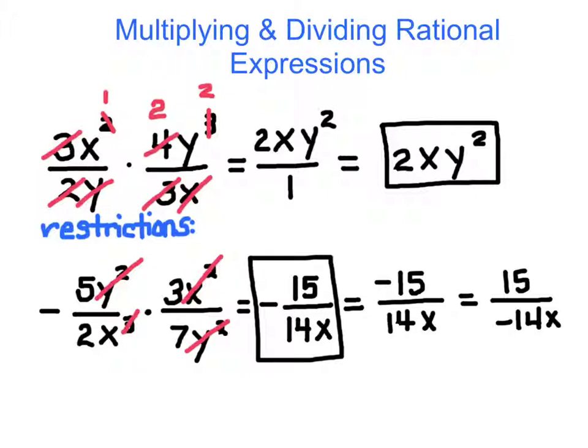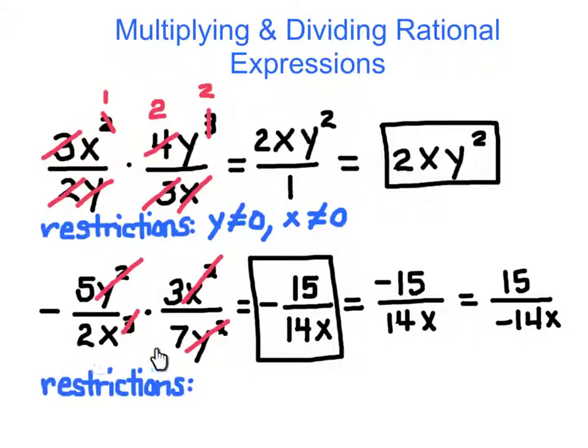In our first problem, we have to look for restrictions, and we have a 2y in the denominator and a 3x. So we know that y cannot equal 0, and also x cannot equal 0. If x or y are ever 0, we would have 2 times y, which is 0, or 3 times x, which is 0, which would make our denominator 0. We check for restrictions prior to our simplification.